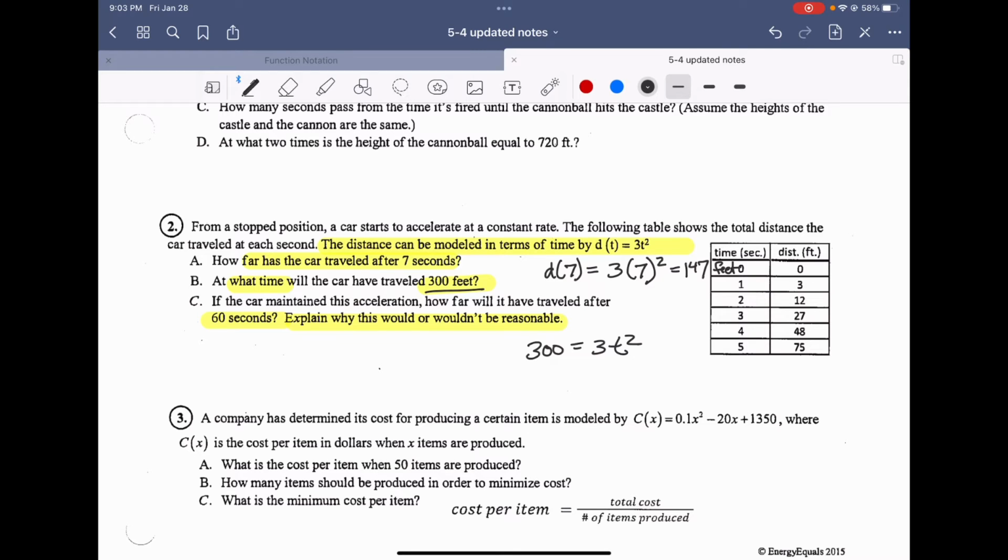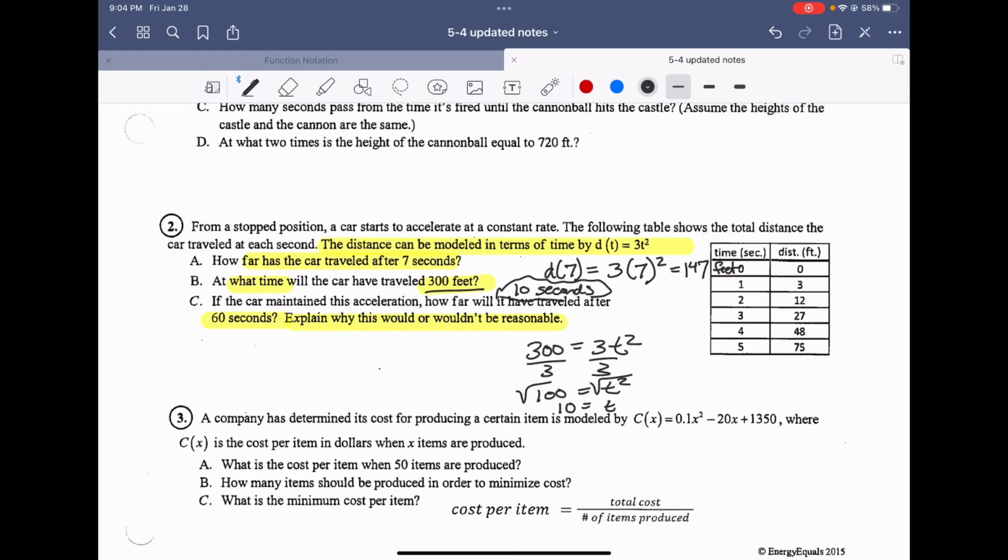So we can divide both sides by 3. We get 100 equals t squared. Take the square root. We don't have to consider the negative because time isn't going to be negative, and we have 10 equals t. So that's in seconds. So at 10 seconds is when the car will have traveled 300 feet.